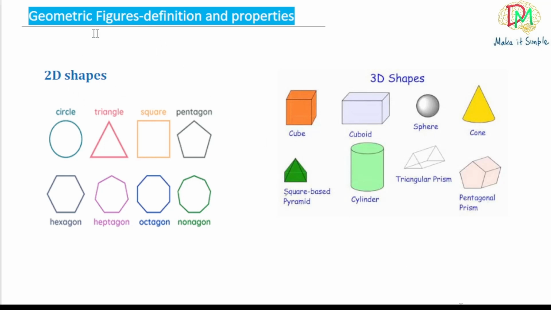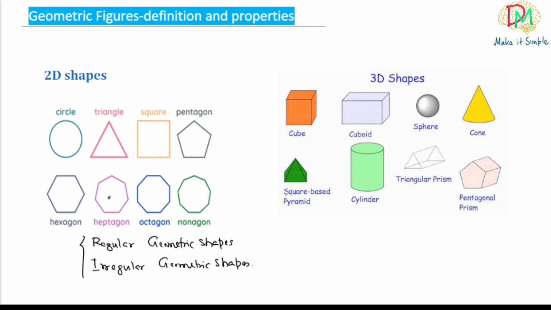Based on dimension, geometric figures are classified into two types. One is 2D shapes and the other is 3D shapes. 2D shapes are those that can be plotted on a plane, where two coordinates are required, but for a 3D shape, three coordinates are required because it is a 3D structure.